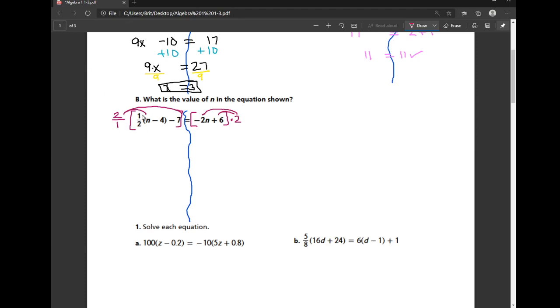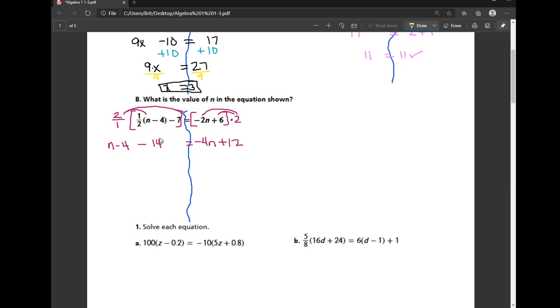So 2 times 1/2, they cancel out, leaving me with just the n minus 4. And then 2 times negative 7 is negative 14. On my right-hand side, I have 2 times negative 2n is negative 4n, and then 2 times 6 is 12. Alright, so now we got rid of the fraction. B, we got rid of the yucky parentheses. And now we're back to kind of a simpler problem.